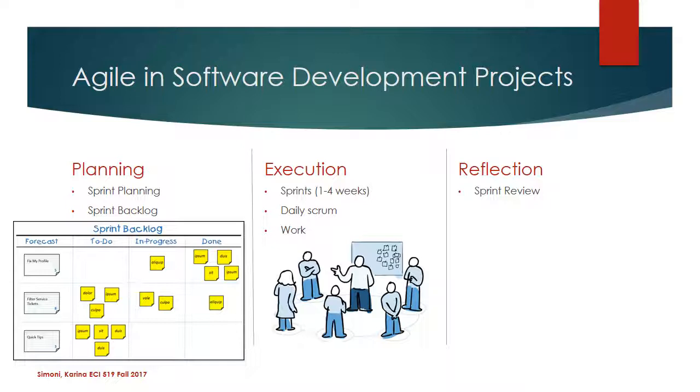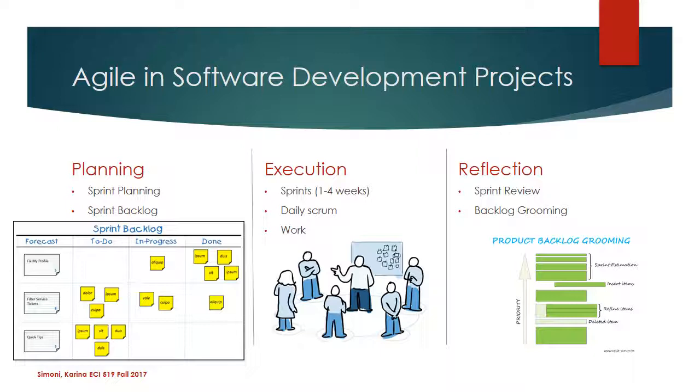In Agile, we also want to have some time for reflection. At the end of the sprint, we're going to demo the item that we've built to the customer, get feedback, and talk about it in the sprint review. Do we need to reprioritize anything? Do we need to remove anything? And do we need to change the way that we're doing things? This is called backlog grooming.